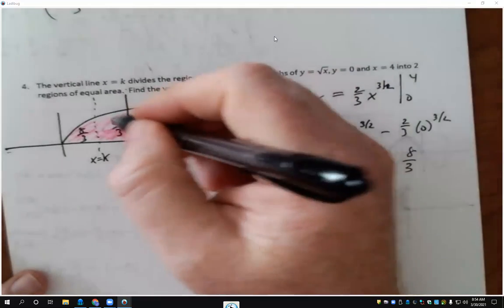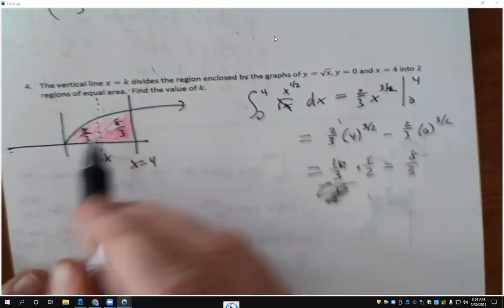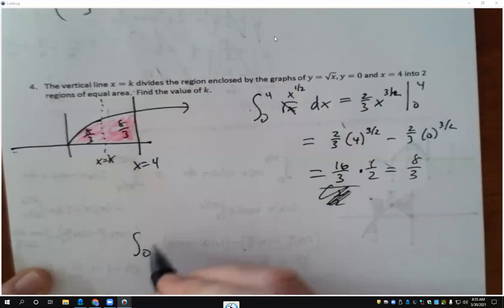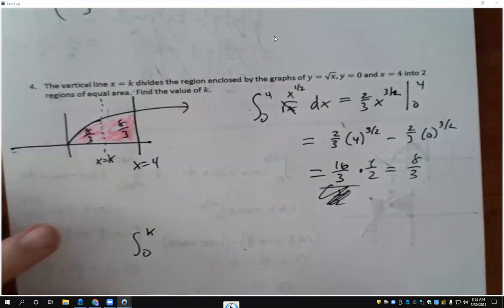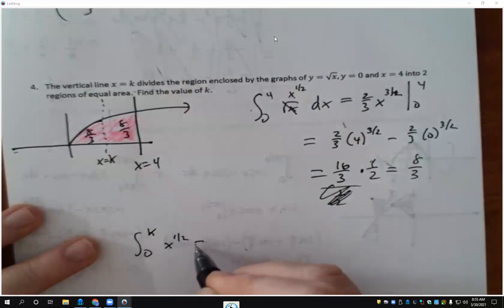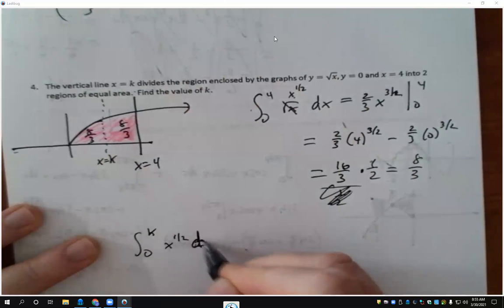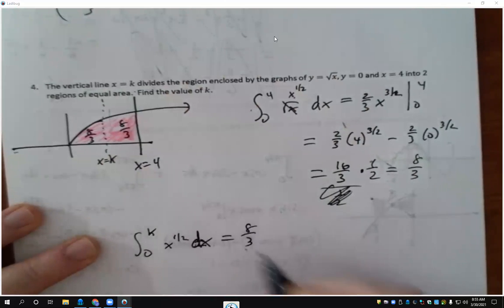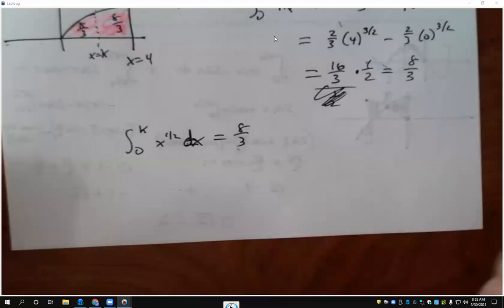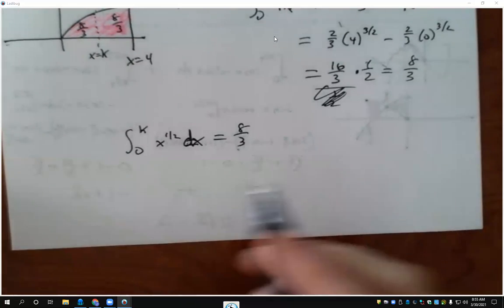So forget about this whole thing now. I know this is still the square root of x function. I know the integral from 0 to k of x to the 1/2, or the square root of x, I forgot my dx, is equal to 8/3. Now I know the area and I know the integral. The only thing I don't know is my limits. Okay, but I can still work out this problem now. It's just algebra, solving for an unknown variable.